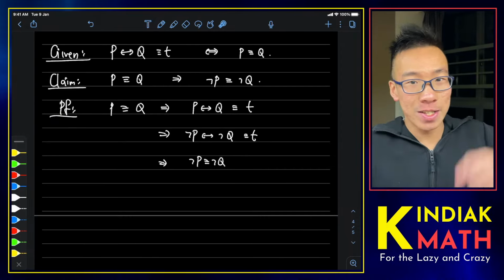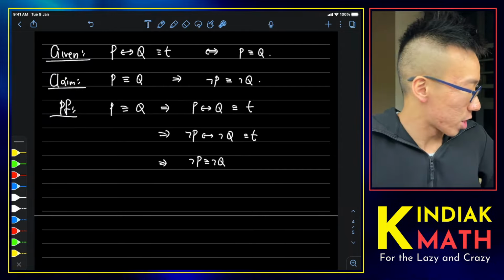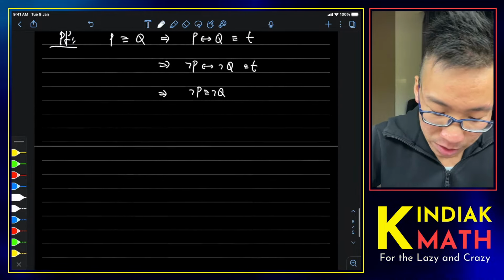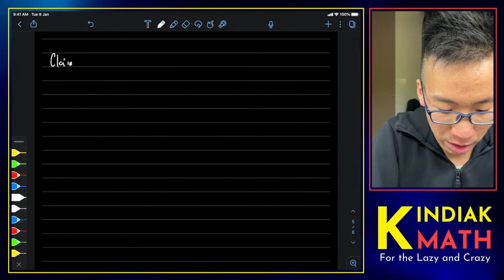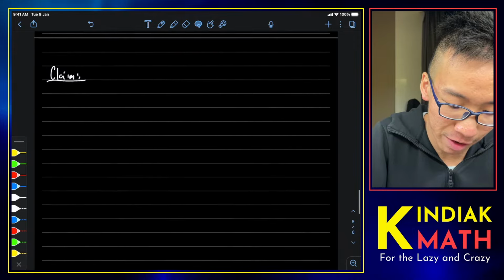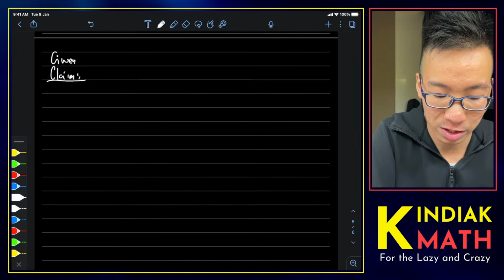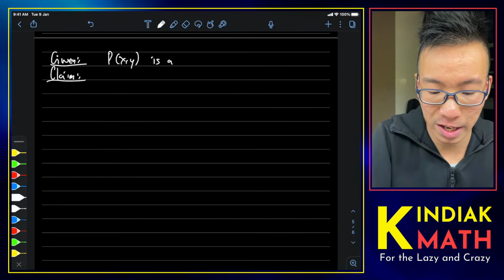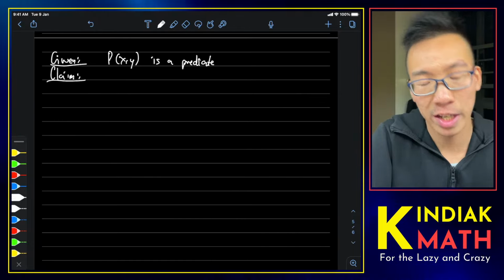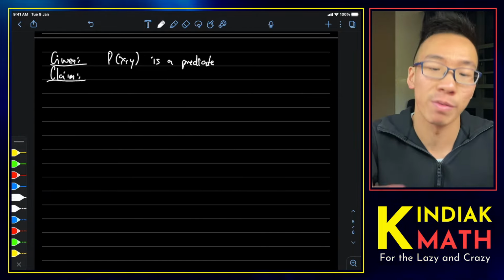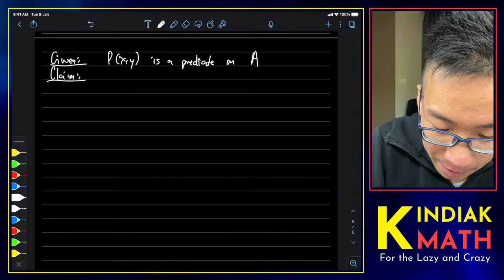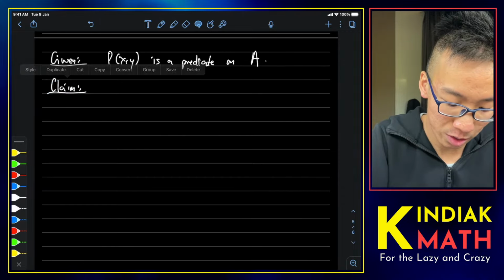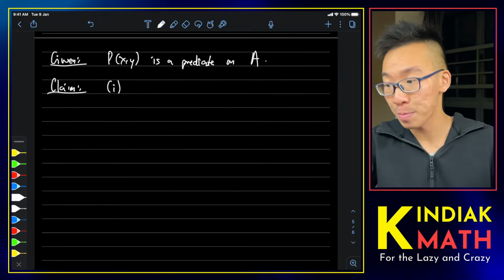Now let's go ahead and work on a proof question, which will help you guys quite a bit with thinking about proofs. So here's the claim. Let's first write down what objects we're given. We're given that P(x,y) is a predicate, a sentence that becomes true or false when you substitute values, on the set A. We're gonna claim this bit over here. So we have two expressions which are quantified.